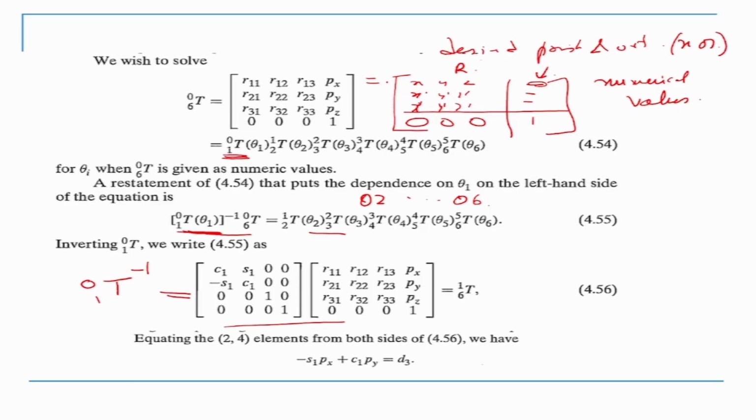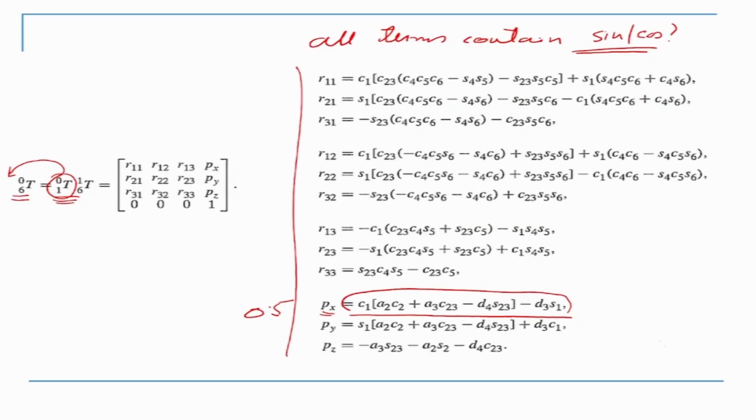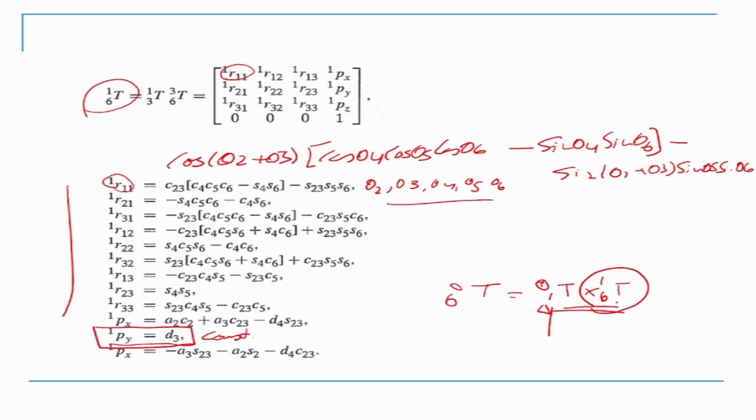So this is what we get, and on the right hand side you're left with t1 to 6. Now if we equate the 2, 4 elements, we can equate term to term. Okay, this matrix is which matrix? This matrix is this one, t1 to 6. So these are the terms.